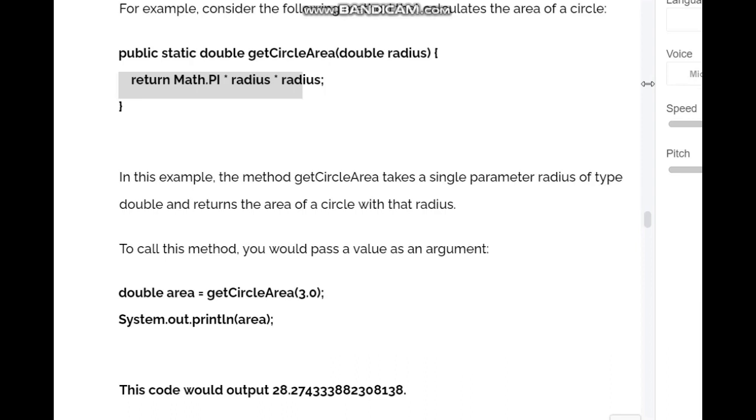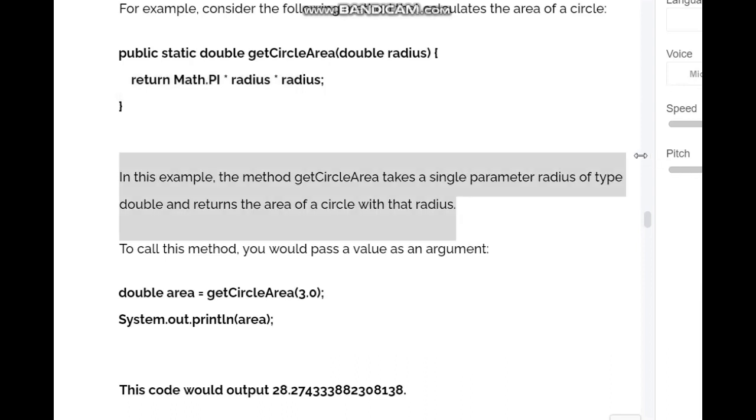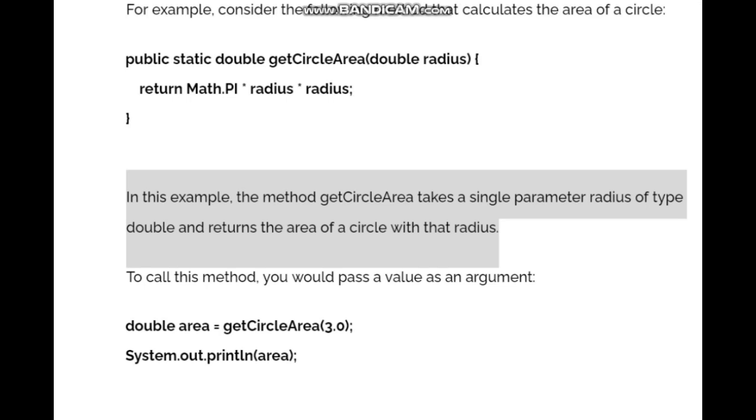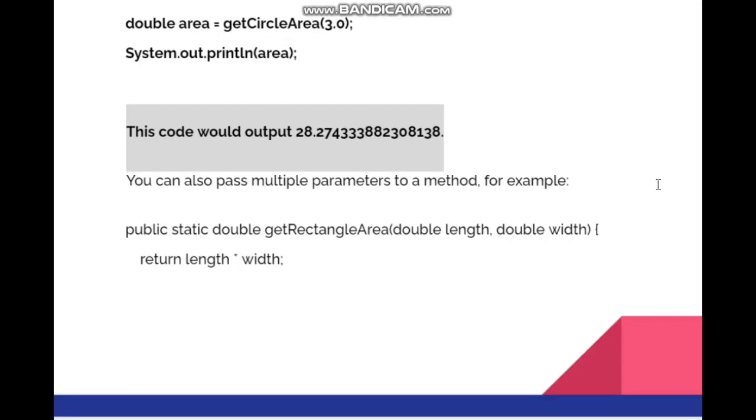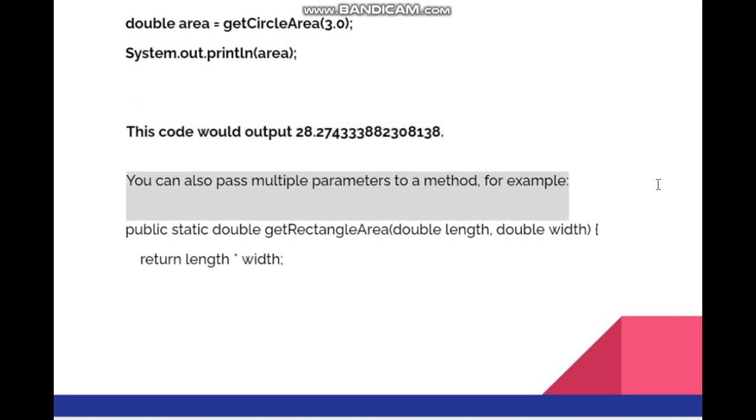In this example, the method getCircleArea takes a single parameter radius of type double and returns the area of a circle with that radius. To call this method, you would pass a value as an argument. double area = getCircleArea(3.0); System.out.println(area); This code would output 28.274333882308138.